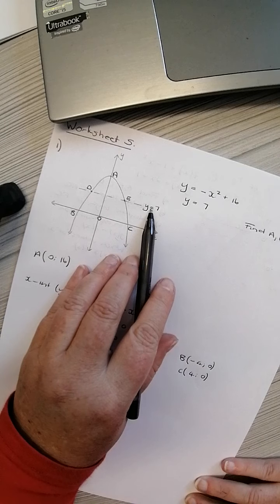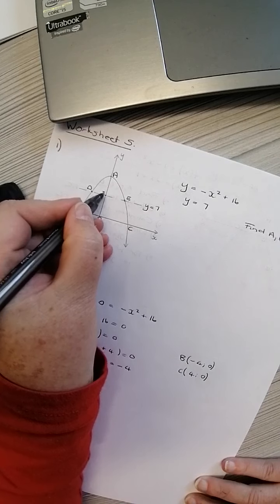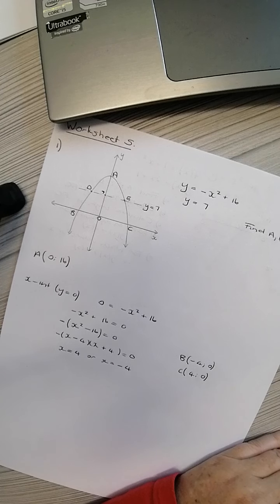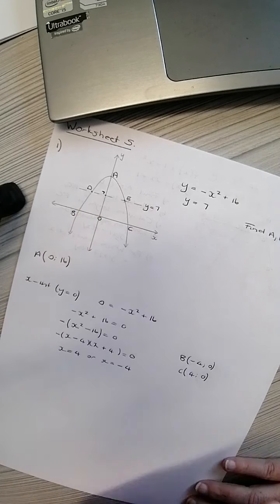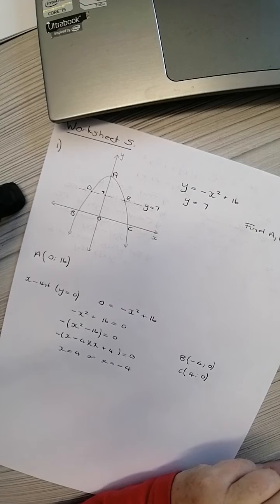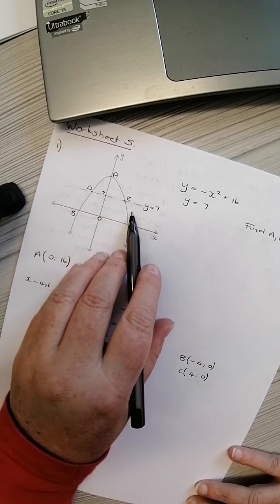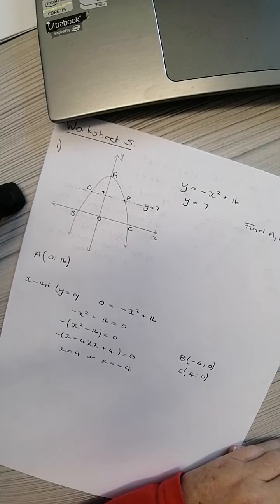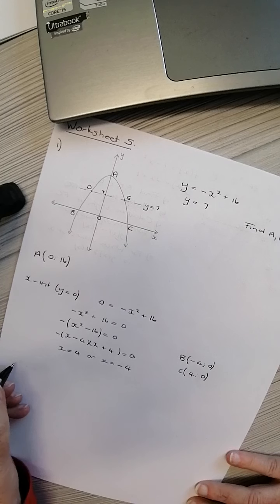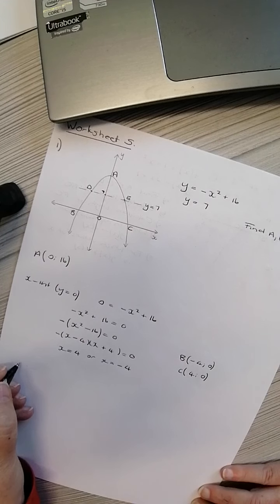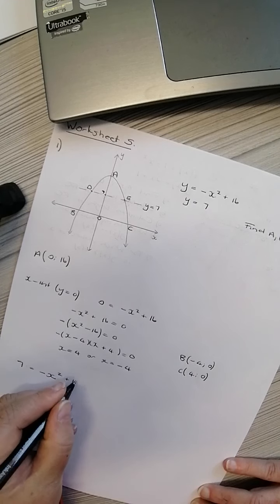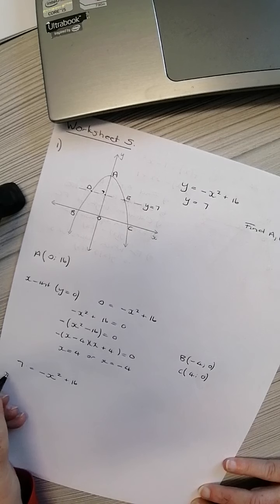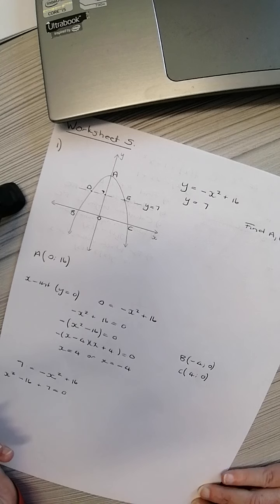Now, we've already got that y equals 7. So the y coordinate of E and D is 7. We just need to get the x of that. They lie on the parabola, so we can use the parabola formula. We're going to substitute 7 into y's place so that we can get x. So we have 7 equal to minus x squared plus 16. Take the x across, take the 16 across, equal 0.